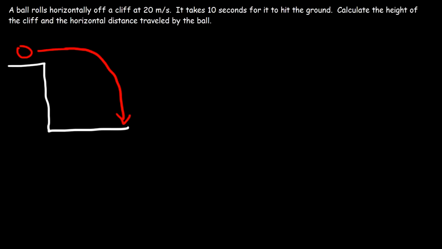Next, make a list of what you have. We have the speed of the ball as it leaves the cliff. Since it's traveling horizontally, we have the speed Vx. So Vx is equal to 20 meters per second. Now it takes 10 seconds for it to hit the ground, so we have the time.